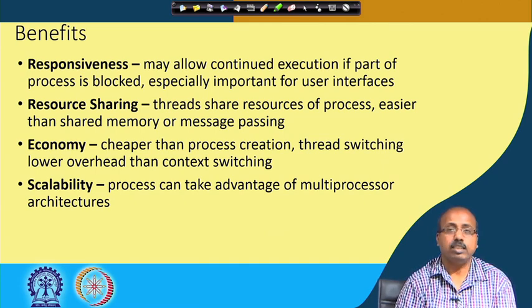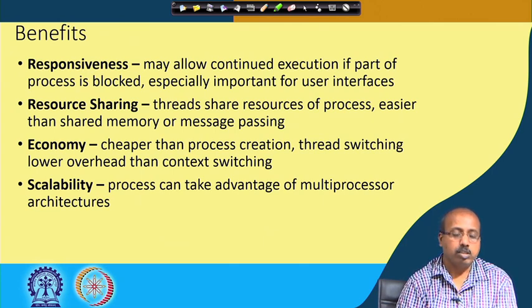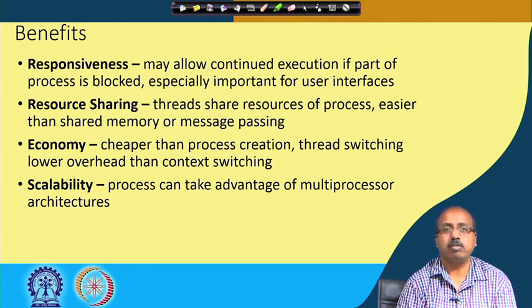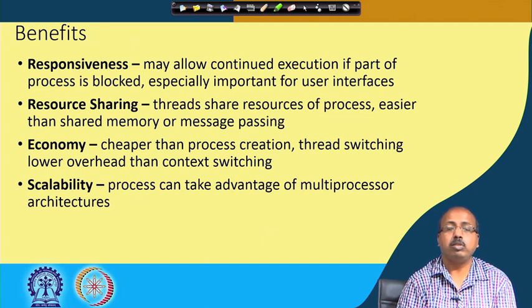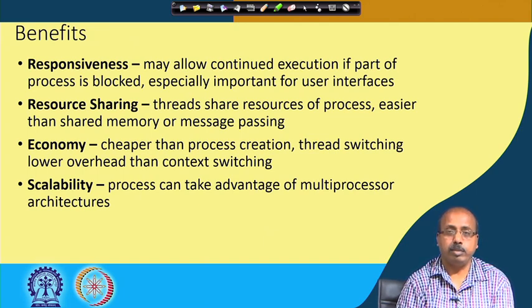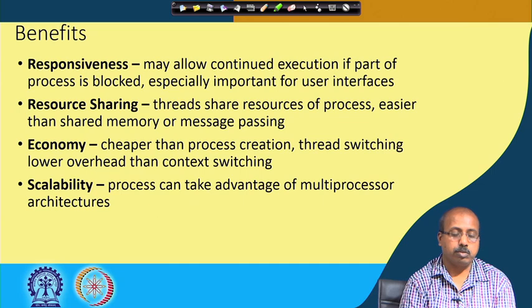And thread switching is lower overhead because in case of thread switching many of the context switching jobs will not be required, like the memory limit register loading and all. They will not be required because all the threads have got unrestricted access to the entire address space of the process. So, we do not have to modify these limit registers. That way it is much more economical to have thread level switching rather than process level switching.